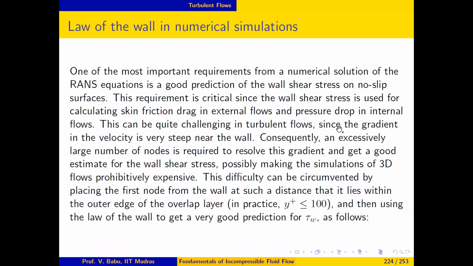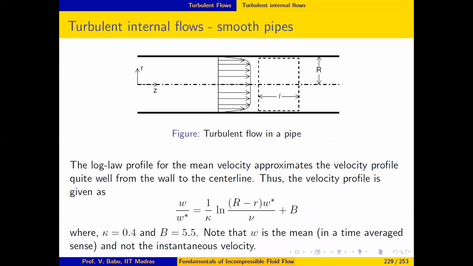So this allows us to start with the following claim. We say that the log law profile for the mean velocity, in the case of turbulent pipe flow, approximates the velocity profile all the way from the wall to the center line. We make this claim based on experimental data that was just discussed. So we say that the velocity profile looks like this.